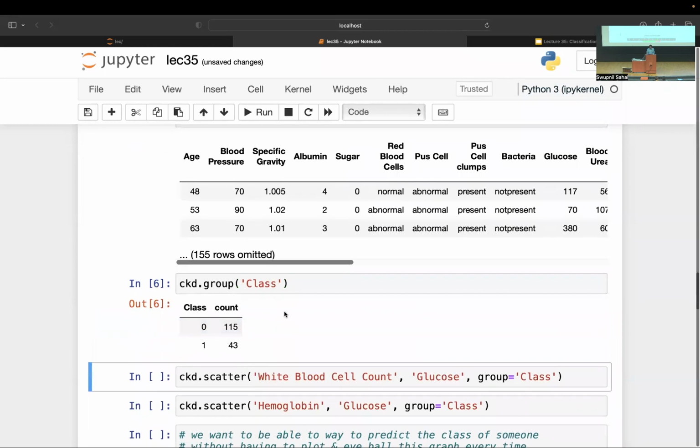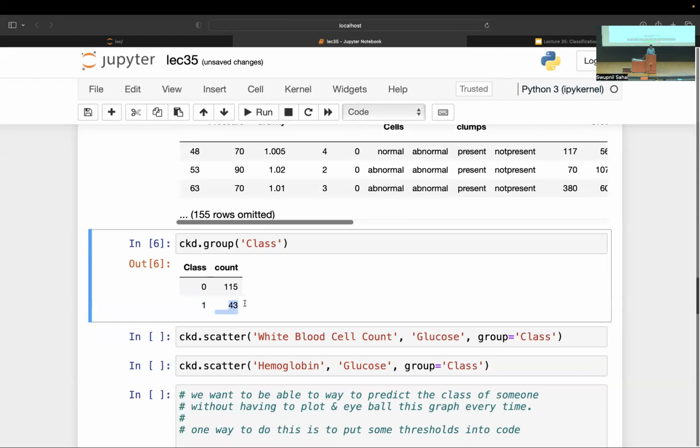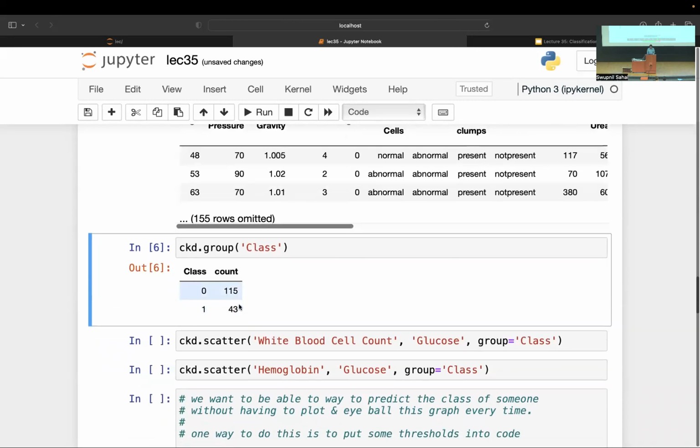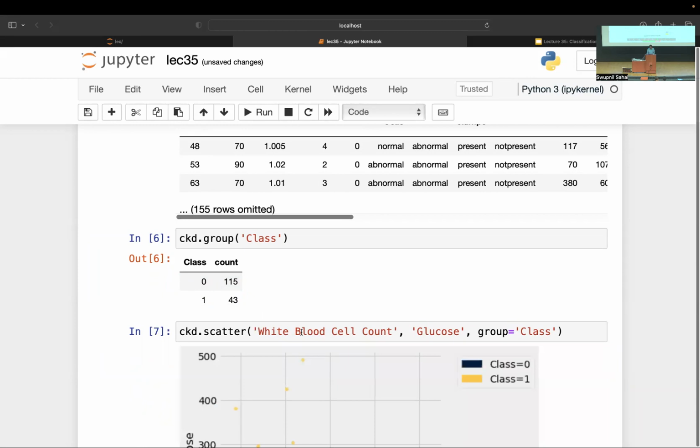So firstly, let's take a look at how many people are in each category. Here we have 115 people in the 0 class, 43 in the 1. Typically with medical data, we'll use 1 to represent having the condition, like being positive for this thing. So in this case, that's how many people have chronic kidney disease in this data set, and 115 don't. One thing we can try, for example, is white blood cell count and glucose. So just try 2 things, and let's see what we get.